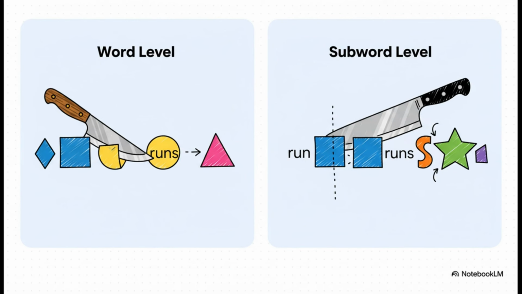Now, there are a few ways to do this dicing. The early simple way was just to split a sentence by its words. Easy enough, but it has a huge flaw. The model would see the word run and the word runs as two completely different unrelated things. A much smarter way is subword tokenization. This method is clever enough to see that both words share the same root, run, which is absolutely critical for understanding how language actually works.